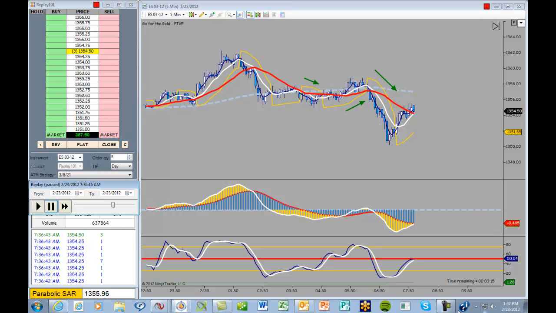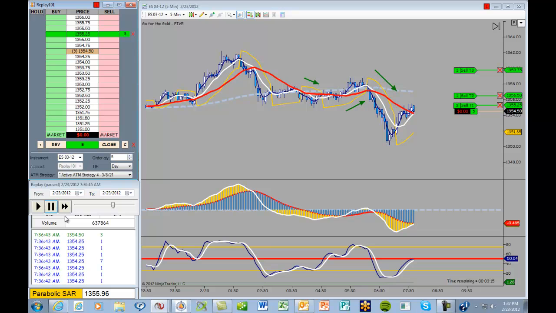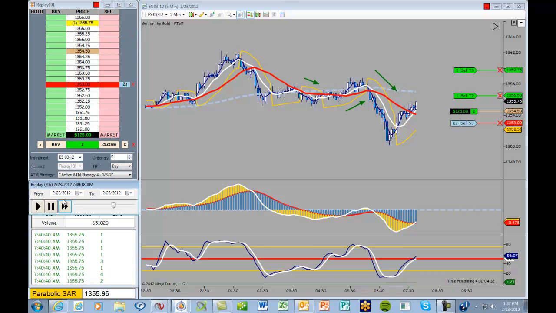Okay. Stochastic's about ready to break above 50%. We've got a crossover here, and our price is now above the red moving average with the blue and the white shortly behind. So, time to get long and back in the saddle. Hit the target, move the stop.